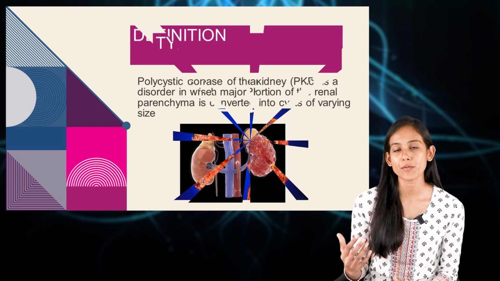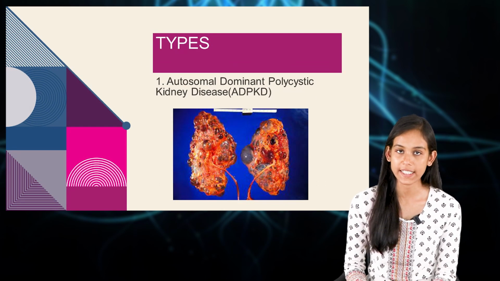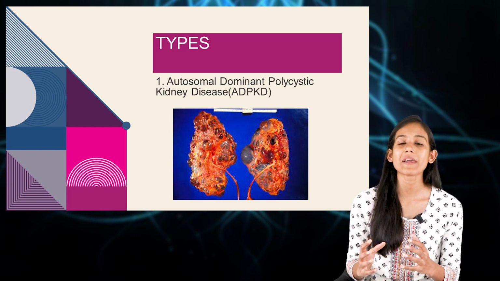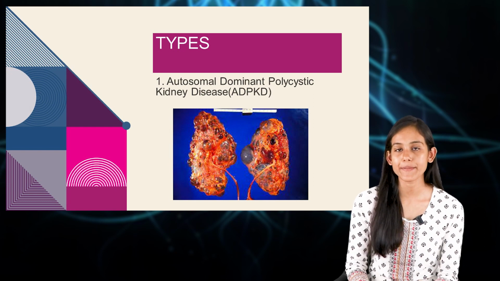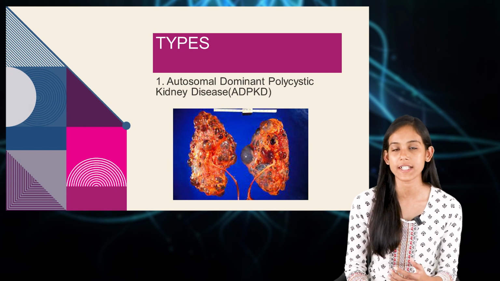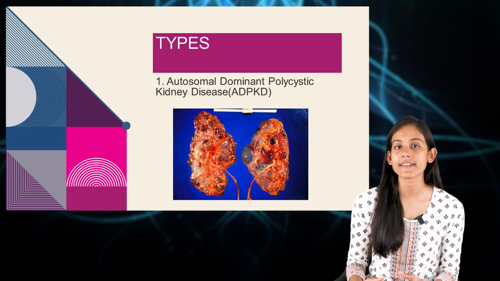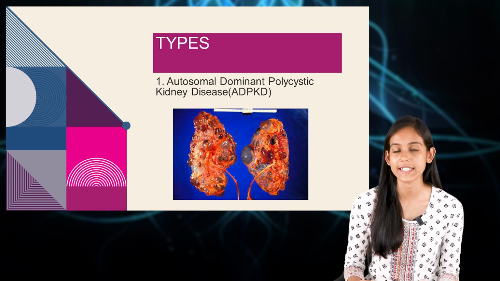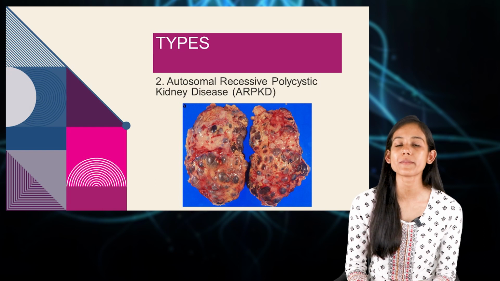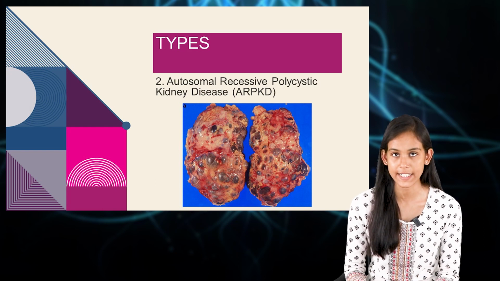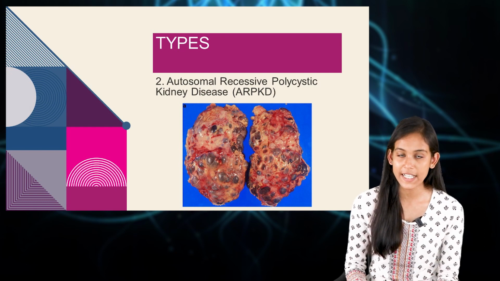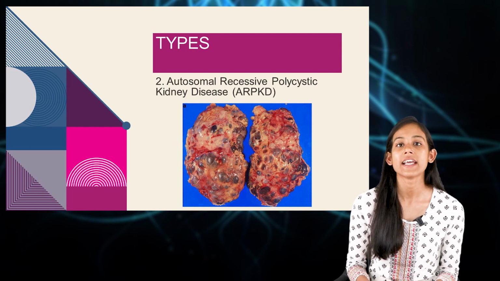Now let us move to the types of polycystic kidney disease. So majorly here we have two types. The first one is autosomal dominant polycystic kidney disease. This is inherited as an autosomal dominant disease, and this is more common in adults. And then the second one is autosomal recessive polycystic kidney disease. This is inherited as an autosomal recessive disease, and this is more common in infants.